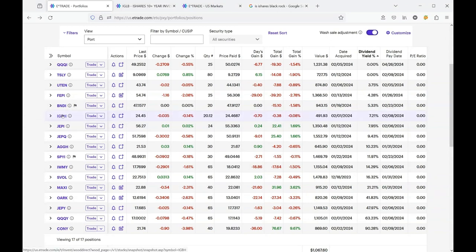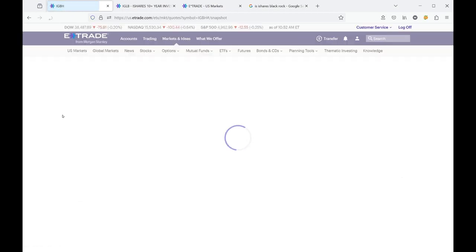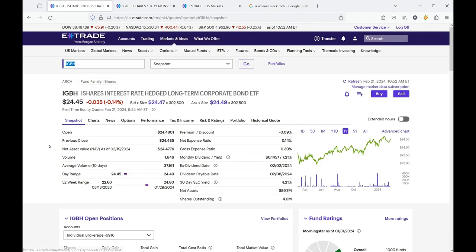So this one here, I thought I loved it, and I'll click on it and I'll show you why I thought I loved it. It's called the iShares Interest Rate Hedged Long-Term Corporate Bond ETF. Yes, it's a long name, but I really like this word hedged.